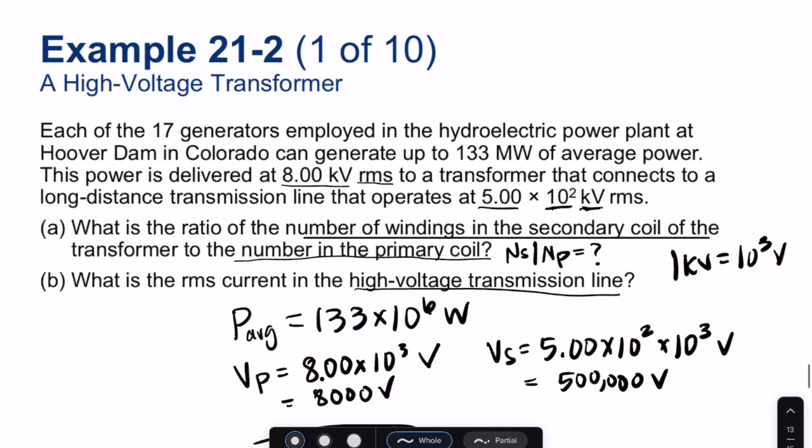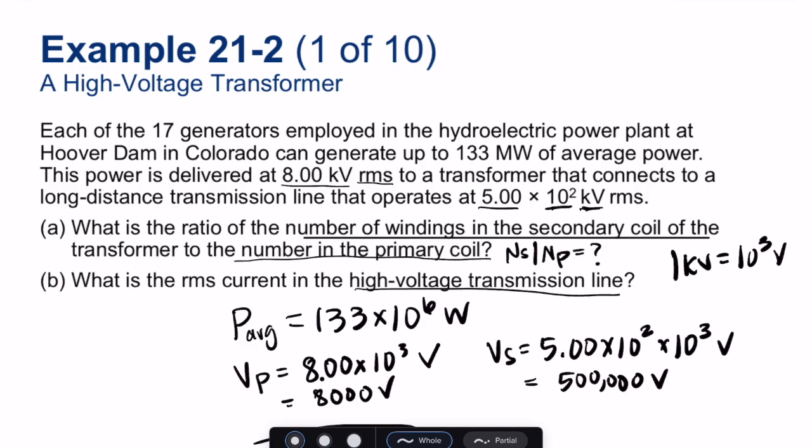Let's say we're analyzing the Hoover Dam, which is a hydroelectric power plant. This power plant can generate 133 megawatts of average power. This 133 megawatts of power is delivered with an 8 kilovolt RMS voltage to a transformer that is connected to a power line. And that power line operates at 5 times 10 to the 2 kilovolts.